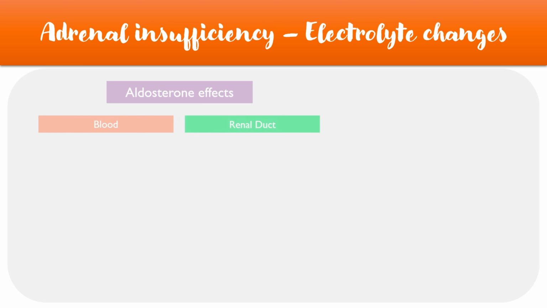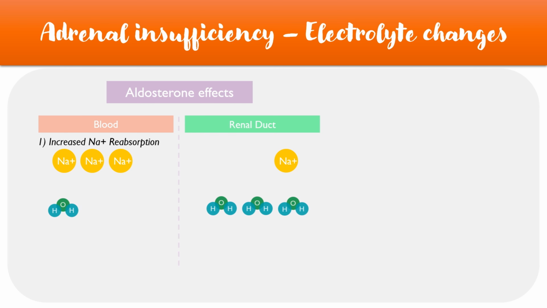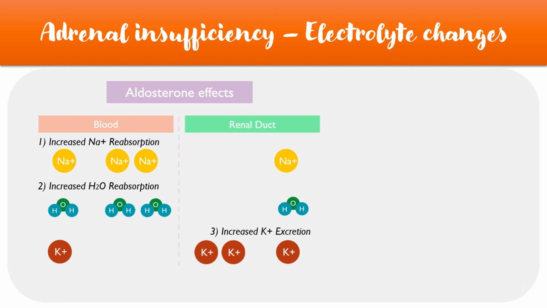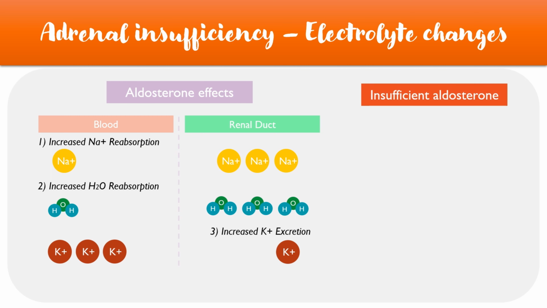So just as a quick recap, aldosterone has multiple effects, including sodium reabsorption, where sodium ions enter the blood from the renal ducts, water reabsorption, where H2O follows sodium down a concentration gradient, and increased potassium excretion, where potassium ions leave the blood and enter the renal ducts for excretion in the urine. In adrenal insufficiency, there's less aldosterone present in the blood, which results in all of these effects being diminished.